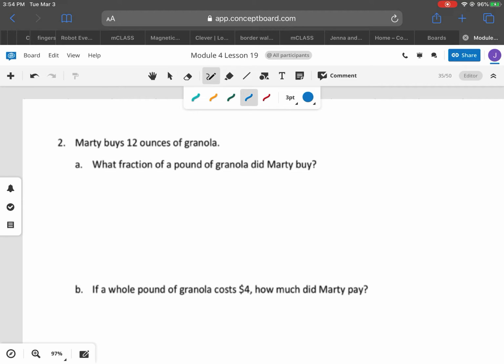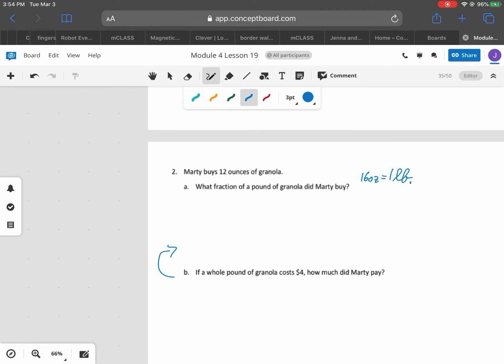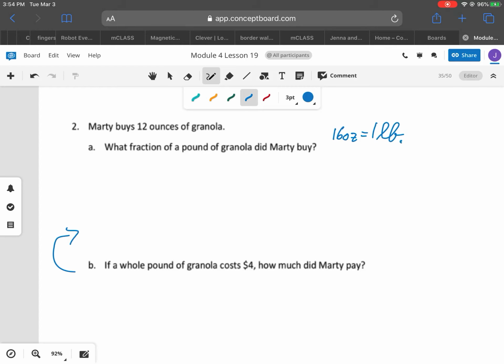Okay, so we have Marty buys 12 ounces of granola. What fraction of a pound of granola did Marty buy? So we need to know that 16 ounces is equal to 1 pound. And leave it at. If the whole pound of granola costs $4, how much did Marty pay? All right, so now we get our fraction from up here. And we know that it's 12 ounces, so it's less than a pound, because a pound is 16 ounces. 12 ounces is less than 16 ounces, which is 1 pound.